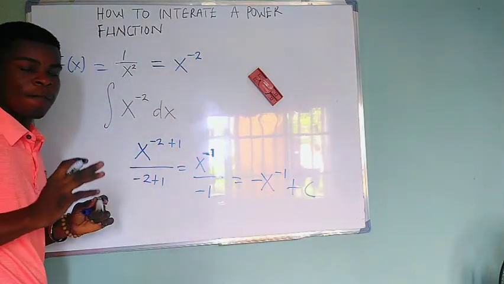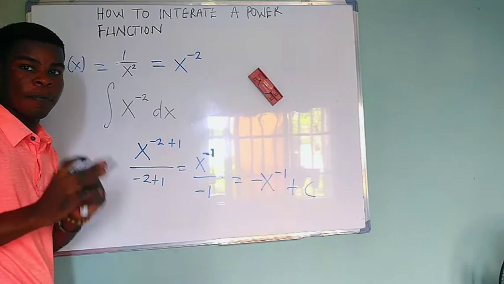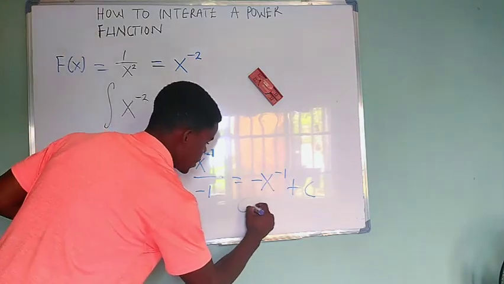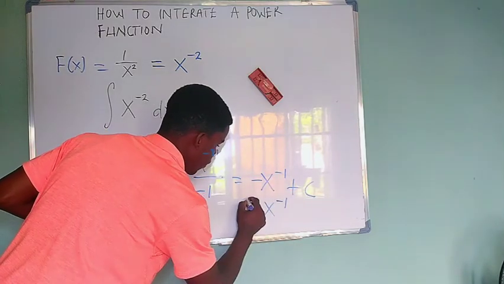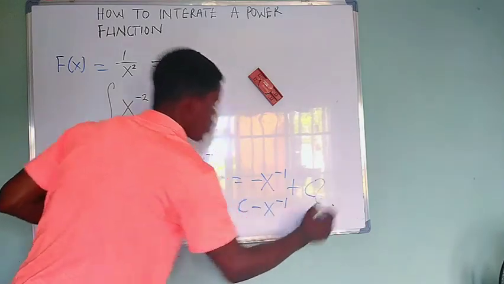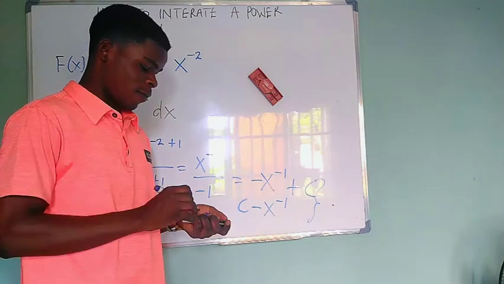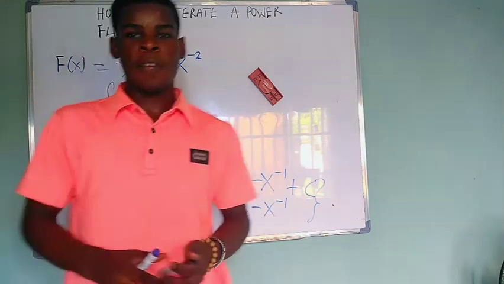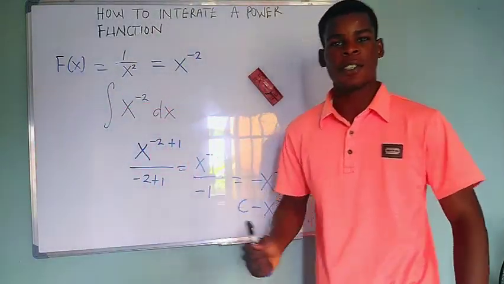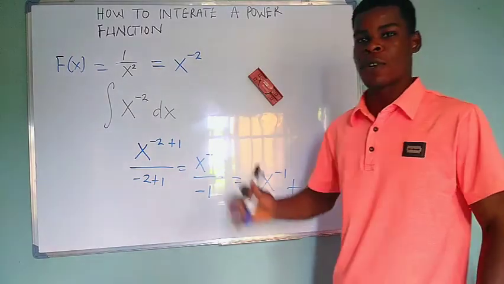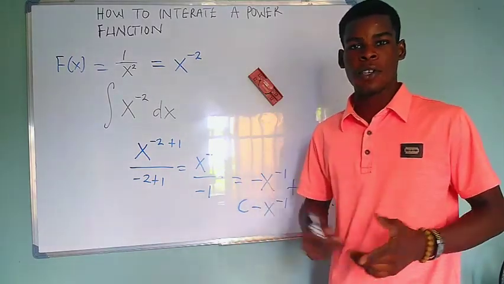It is good practice to always put a positive number in front. So we just say c minus x to the negative 1 power. Both of them are the solution, but it's good practice as a good math student to put the c in front. I believe with this you can solve any power function you may be given. You may be given a complex function where you need to reduce it to form a power function.